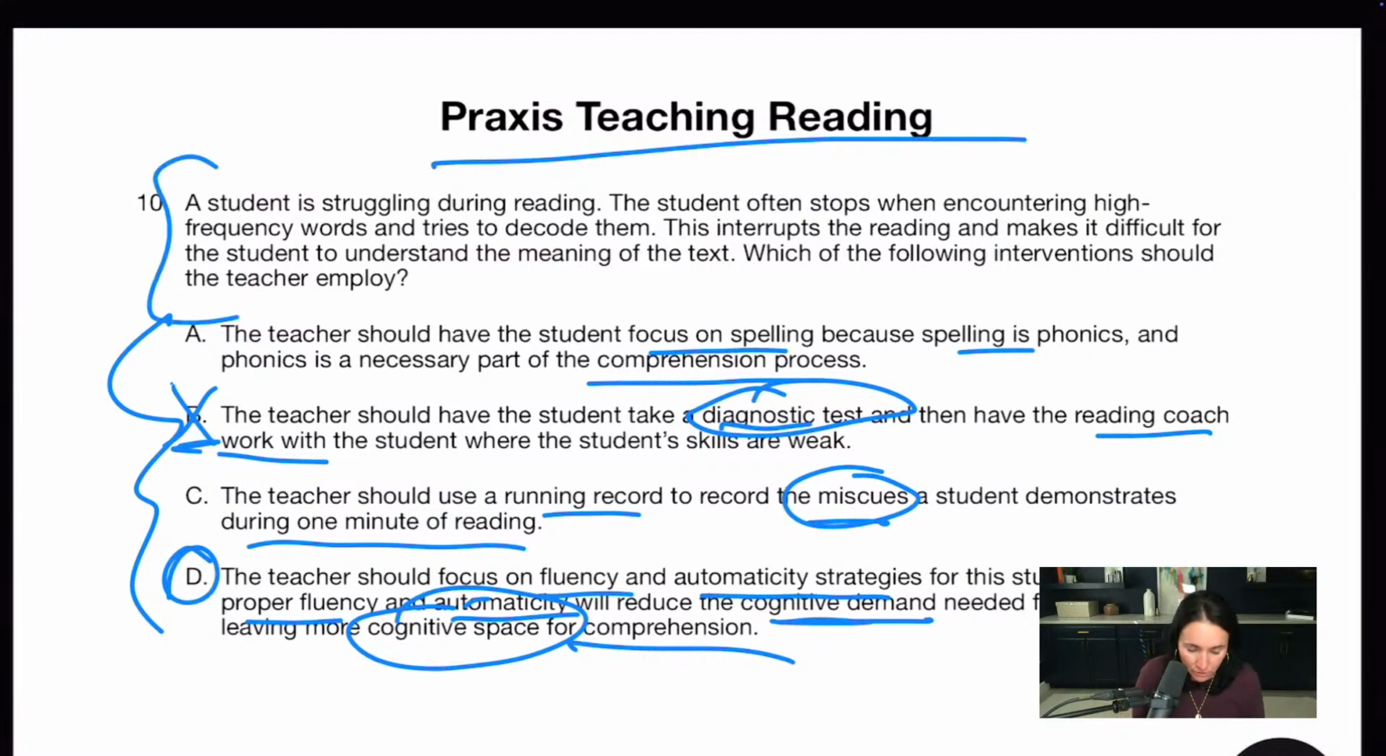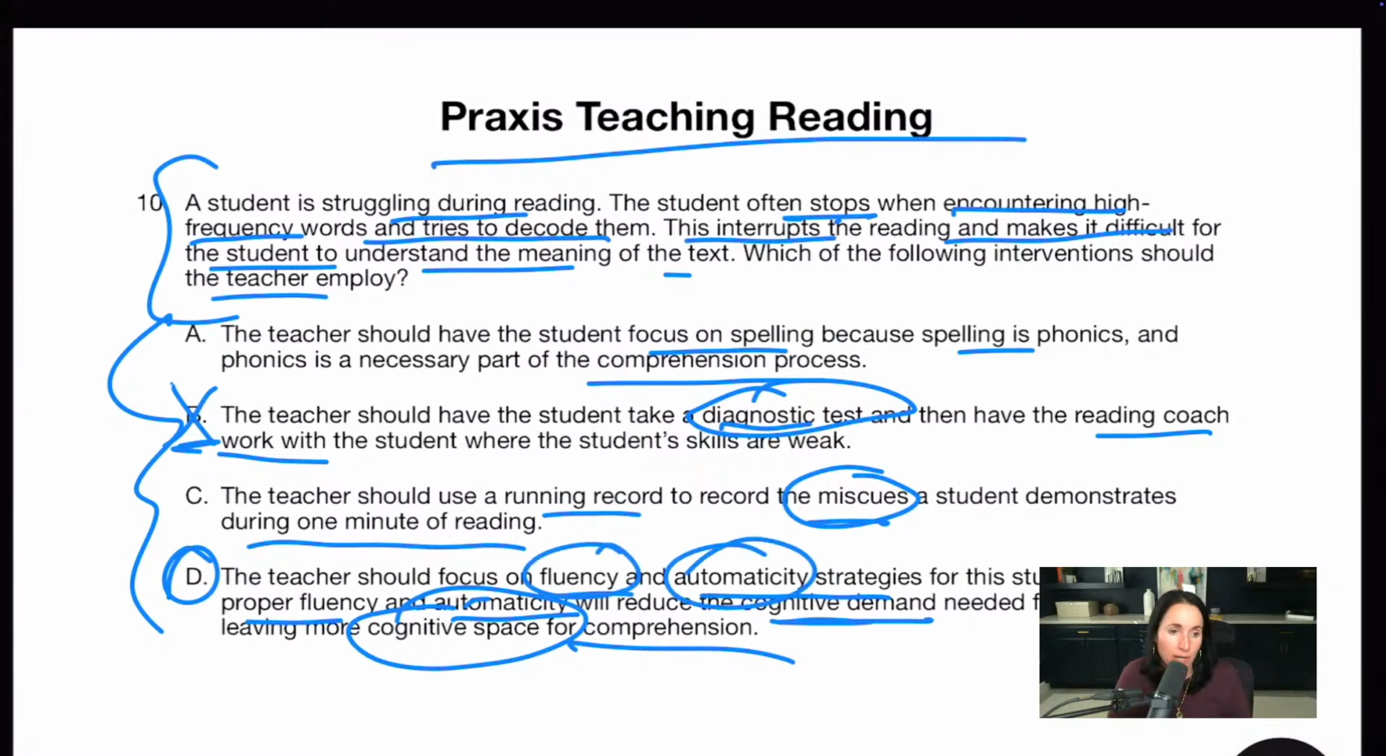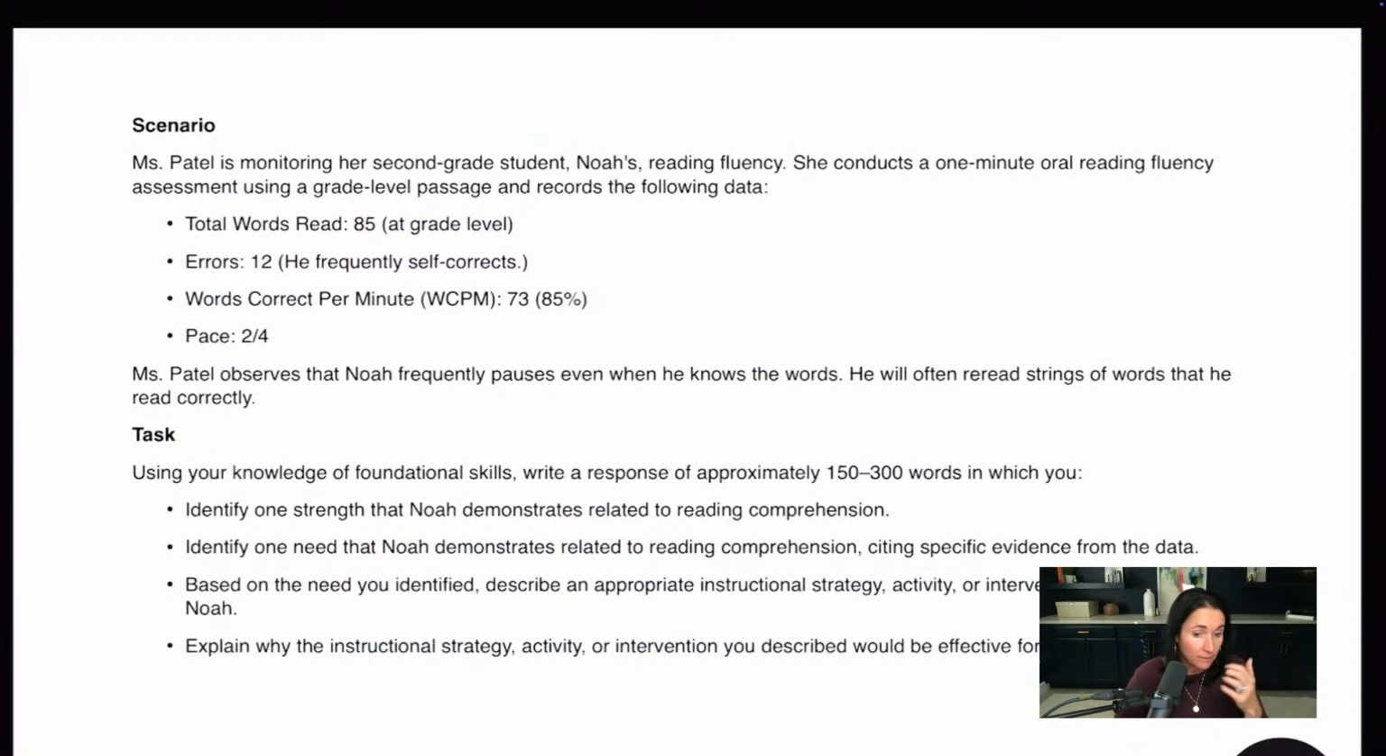Let's read the question just to make sure. A student is struggling during reading. The student often stops when encountering high frequency words and tries to decode them. This interrupts the reading and makes it difficult for a student to understand the meaning of the text. Which of the following interventions? Well, fluency and automaticity strategies are going to help this kid. Repeated reading, phrase cued reading, anything that'll get this kid in the automatic stage. D. All right.